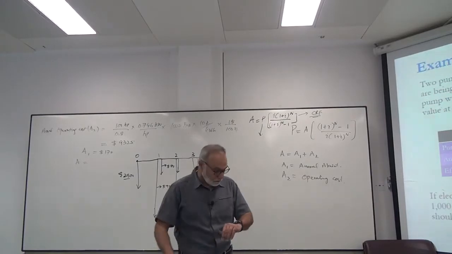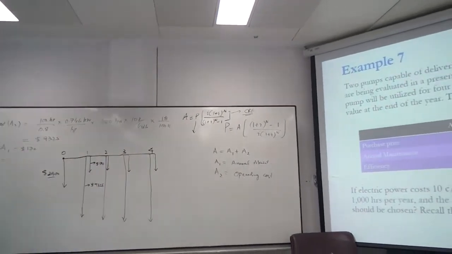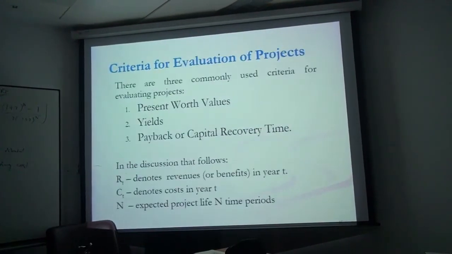So we will continue now. Now we come to criteria for evaluation of projects. We have several criteria: present worth values, yields, and payback or capital recovery time. In the discussion that follows, we will be using these notations here. RT will denote revenues or benefits in year T. CT will denote cost in year T. N will be the expected project life in time periods.